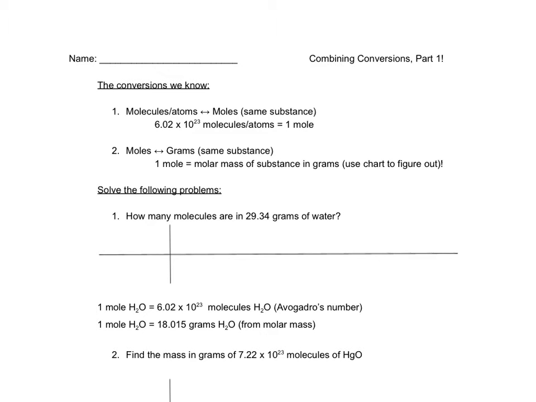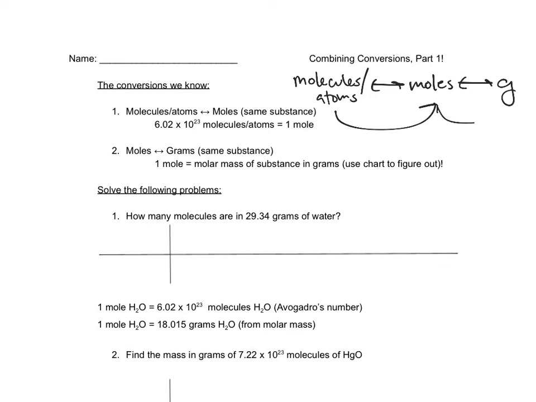We know we can go from molecules or atoms to moles. And we can also go from moles to grams. So if we start at molecules, we can go to moles and then go to grams. Or if we start at grams, we can go to moles and then we can go to molecules. Either way, we're going to have to go to moles in the middle in order to go all the way from grams to molecules. So we're going to be using 2 conversion factors in each of our charts.